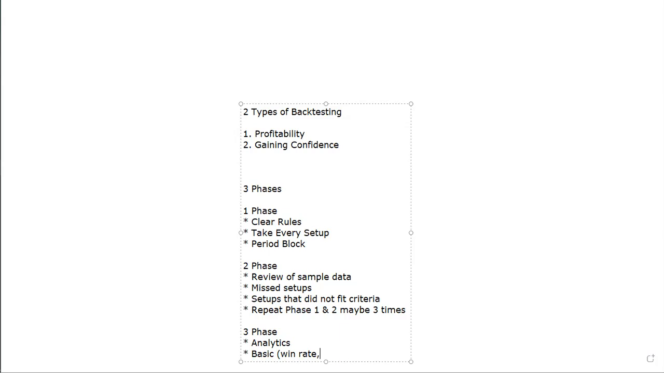You're looking at things like your percentage return, right? So you're looking at, what is your average percentage return?